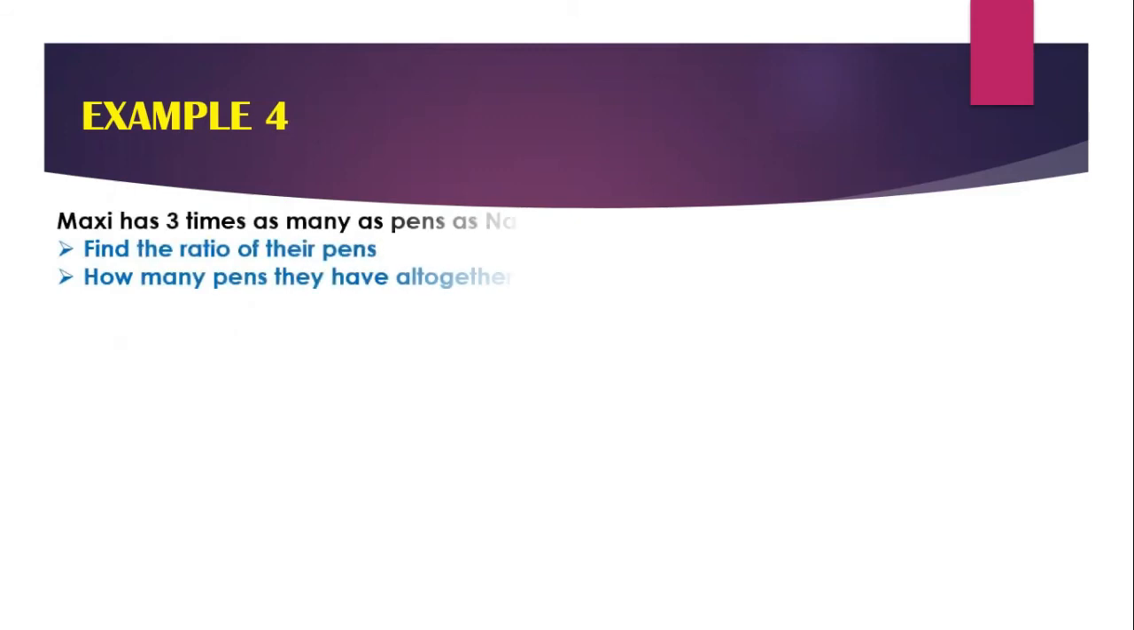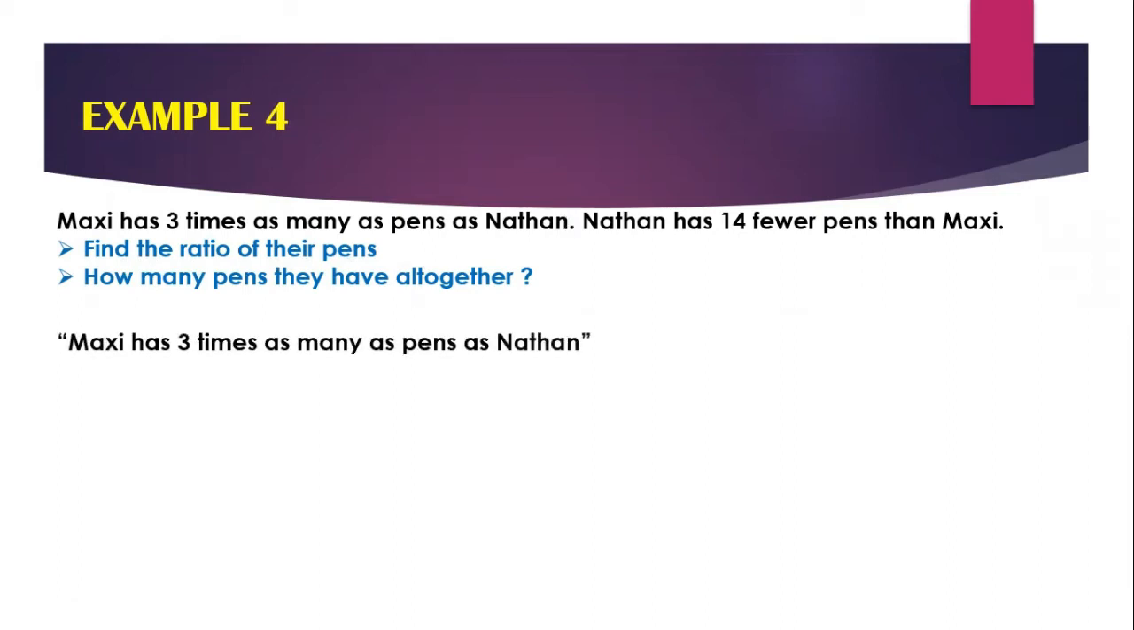Example 4. Maxie has 3 times as many pens as Nathan. Nathan has 14 fewer pens than Maxie. Find the ratio of their pens. How many pens do they have altogether? The question is very easy, right? Maxie has 3 times as many pens as Nathan. What does it mean? It means Maxie equals 3 times Nathan. So M equals 3N, where M is Maxie and N is Nathan. Or M over N equals 3 over 1, or M to N equals 3 to 1. Very easy, right?